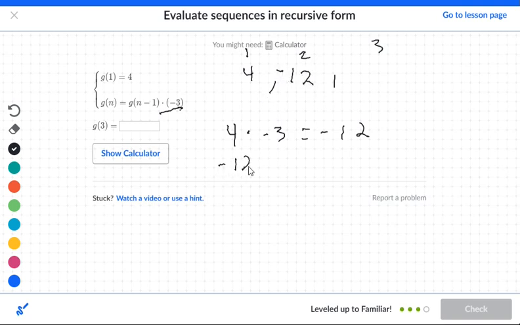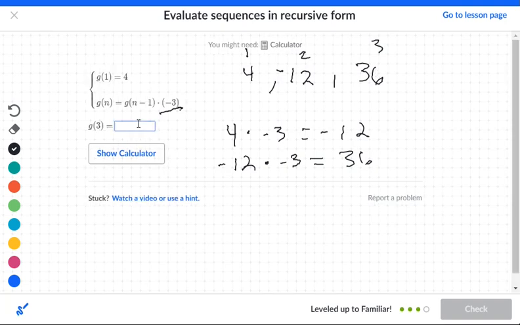Now we want to take negative 12, go ahead and times it by that negative 3 we see right here, and this gives me a positive 36. So the third term is actually a positive 36, because starting with the 4, we're multiplying by negative 3 each time.